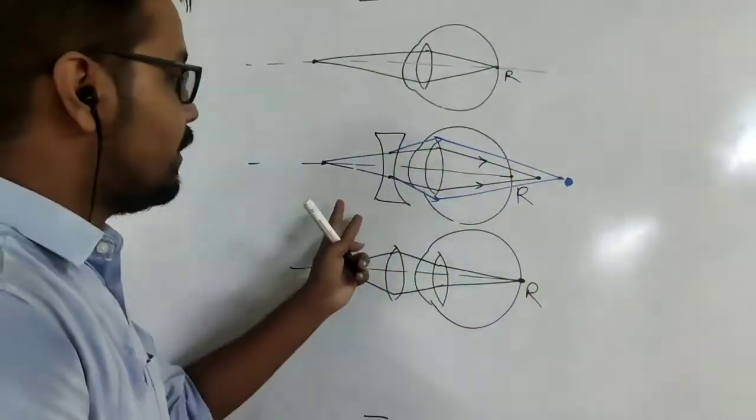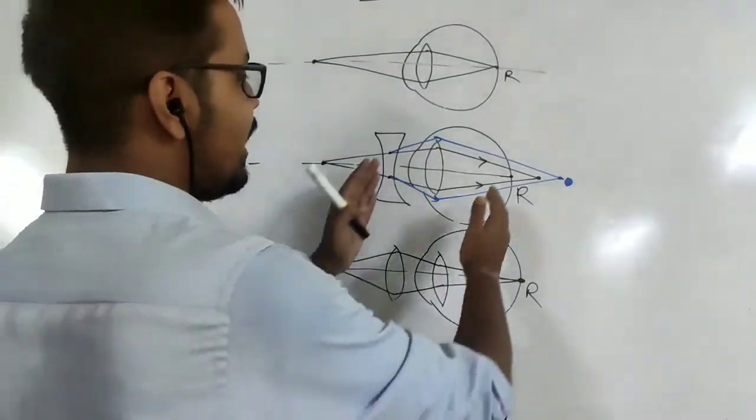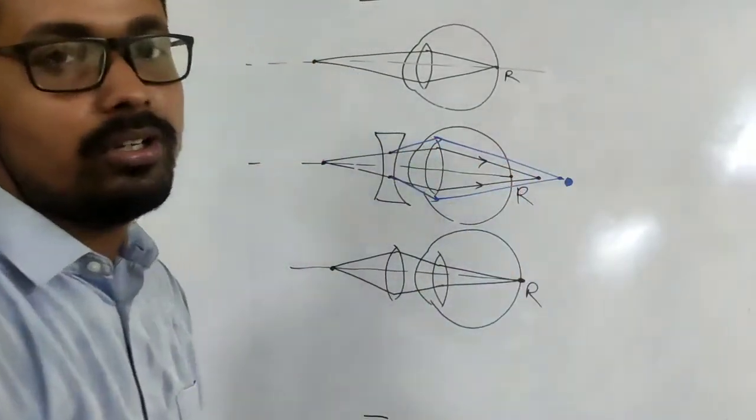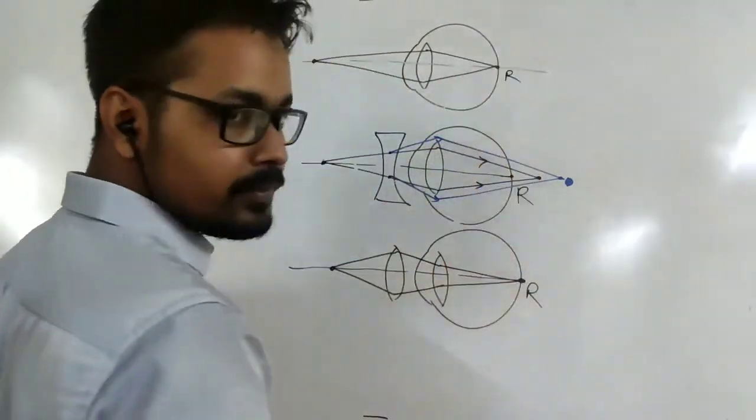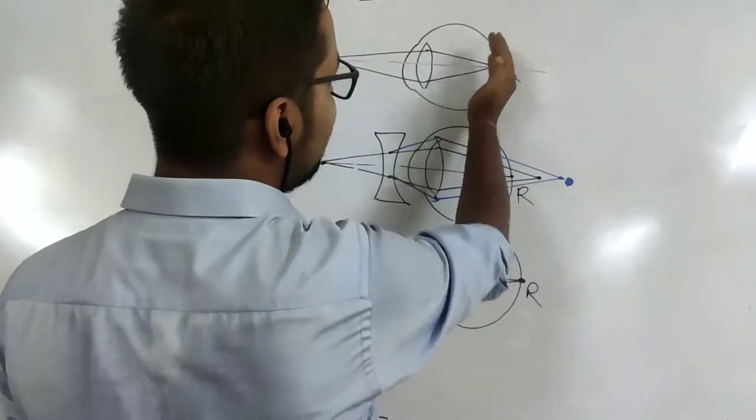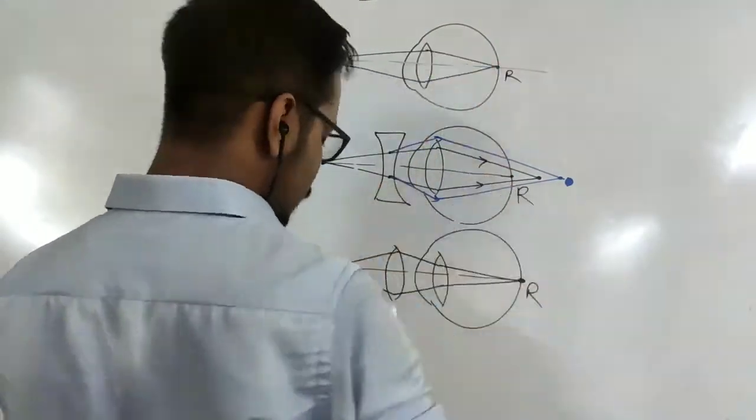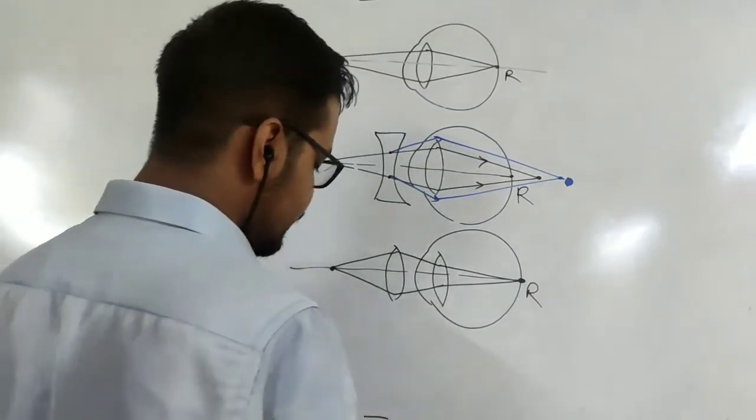Now why does this happen? Again the same reason. Either you may have the shrinkage of this eyeball. So why shrinkage? This was the normal one. Now if the eyeball shrinks, then what will happen? The retina will be, if the eyeball shrinks, let me draw with a different color so that it is easier for you to understand.